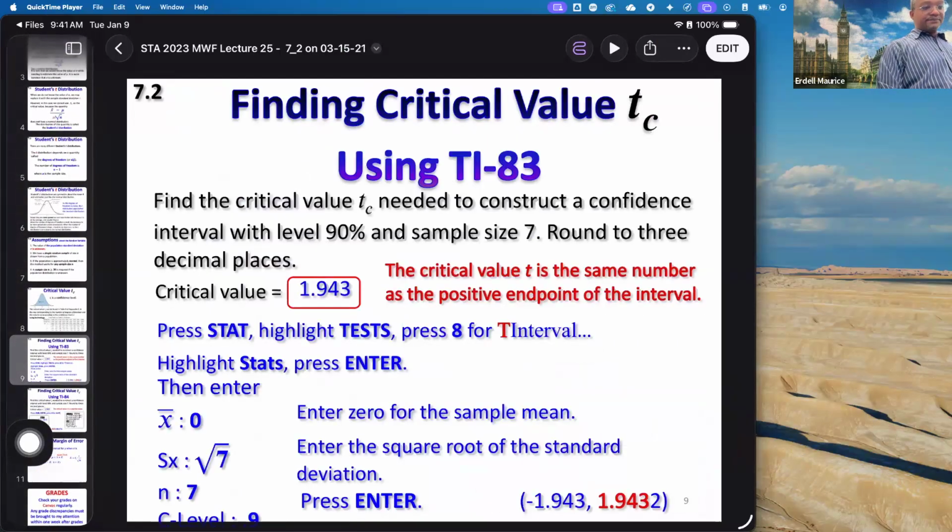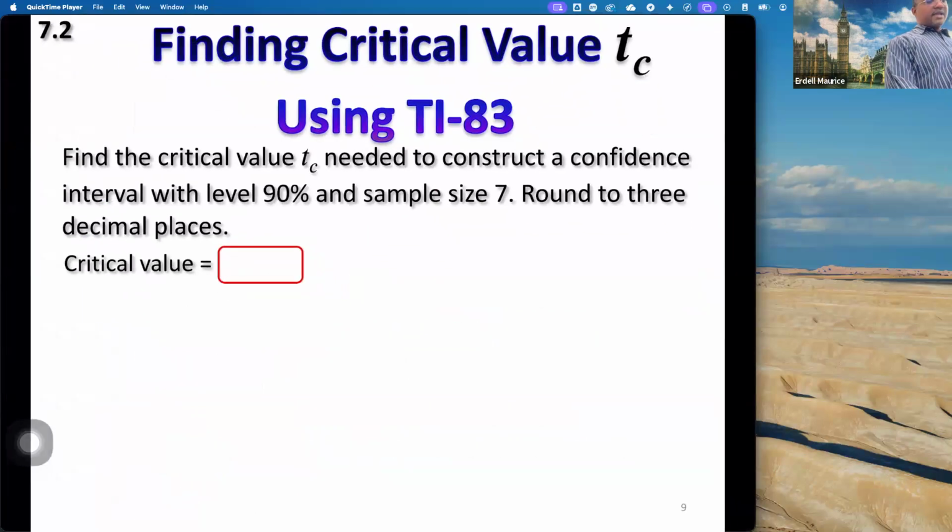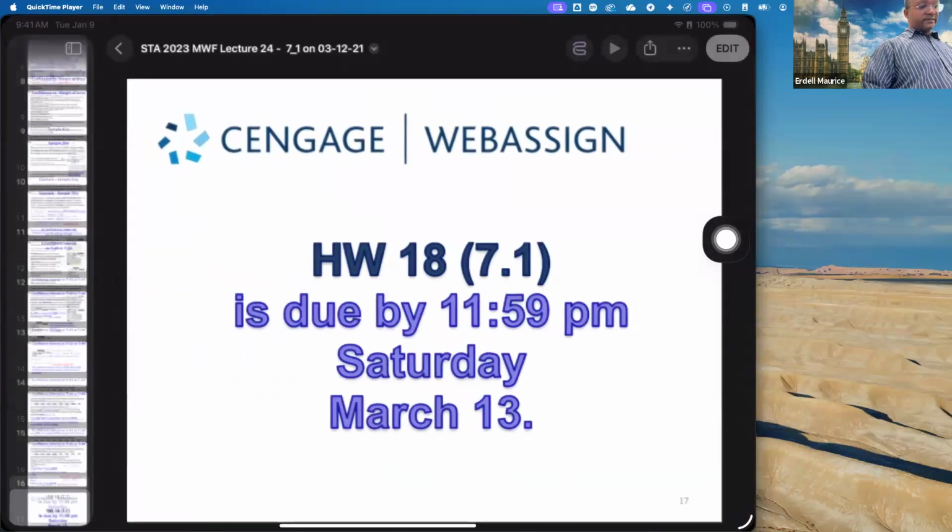And so, for example, let us go ahead and find one right here. Find the critical T value to construct a 90% confidence interval when your sample size is 7. By the way, what's the degrees of freedom for this question? It's going to be one less, correct? So it's going to be 6. So again, we're heading to our good friend Salt.